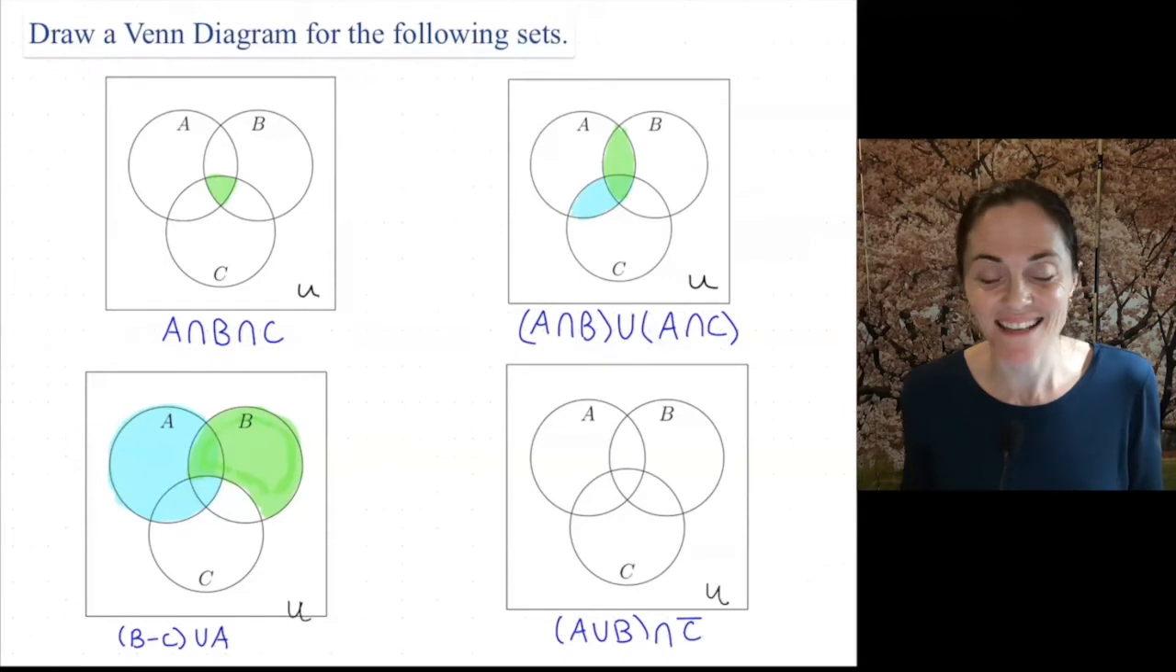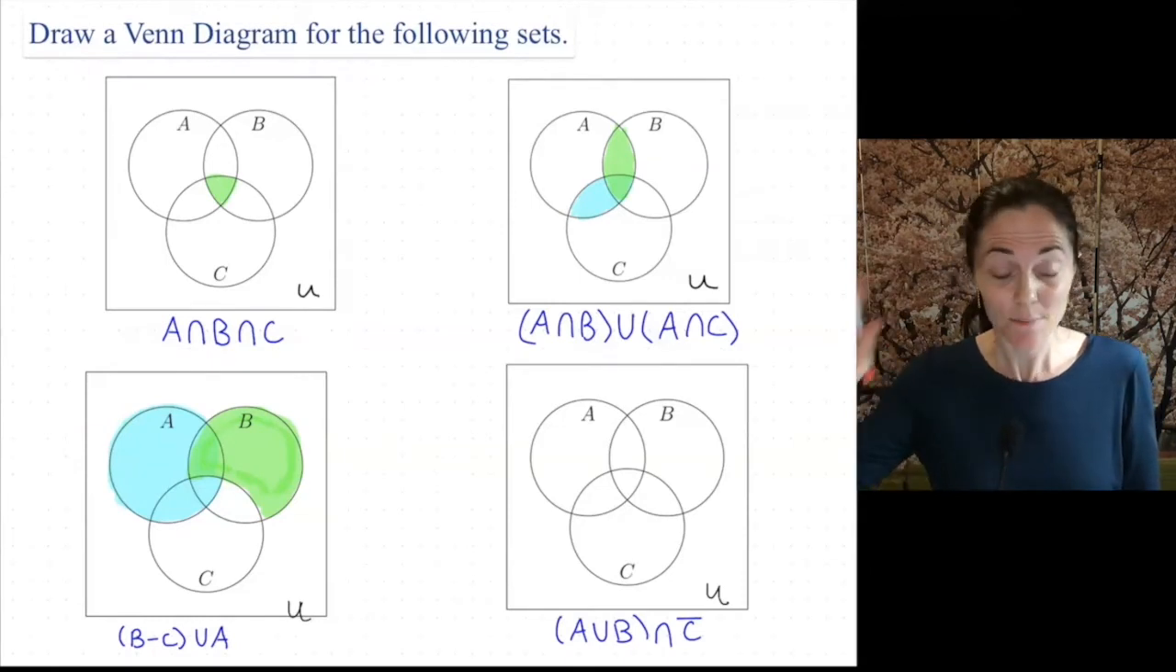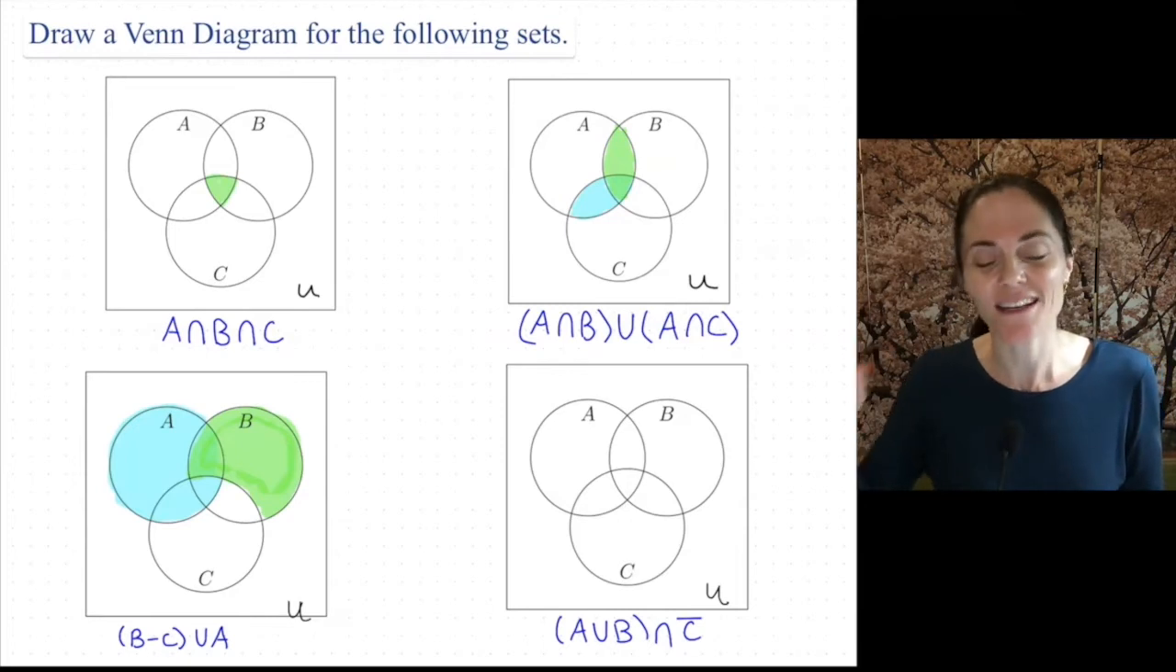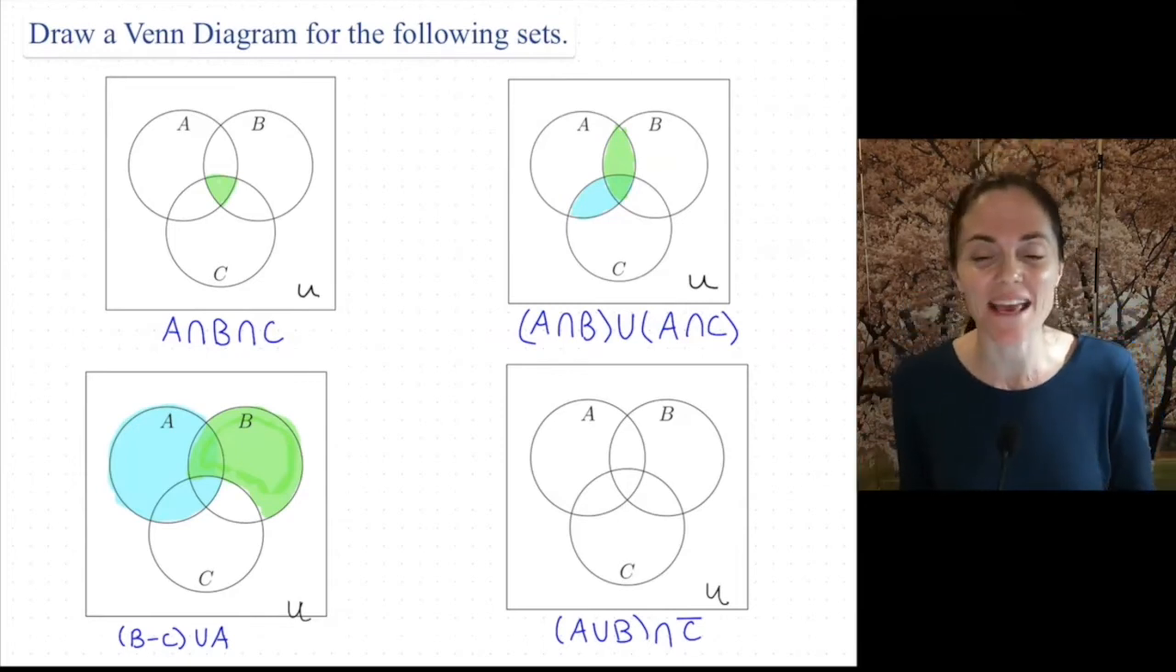And this region, what's shaded, both the blue and the green together, is B minus C union A. Okay, we have one more on this page.